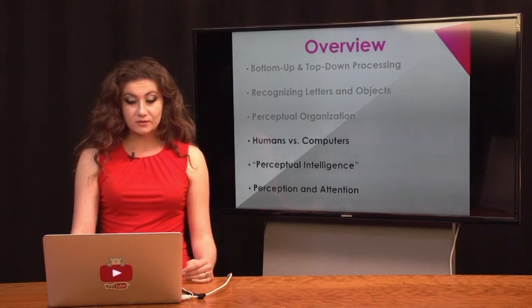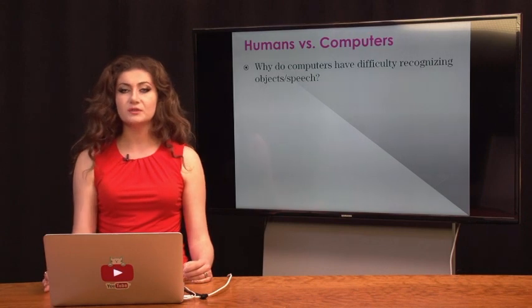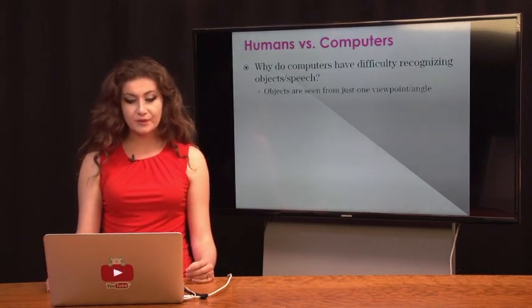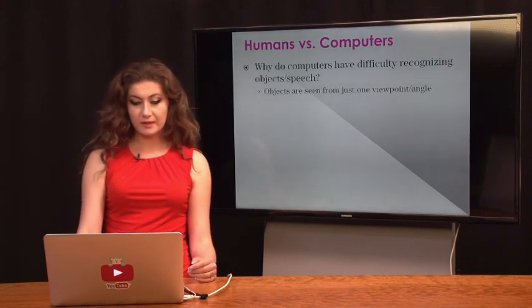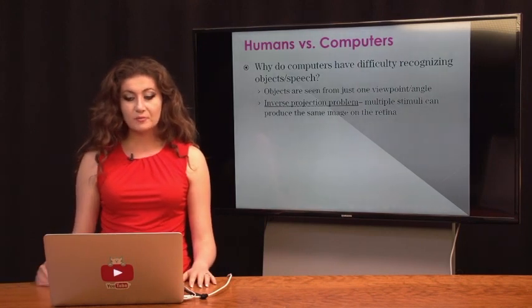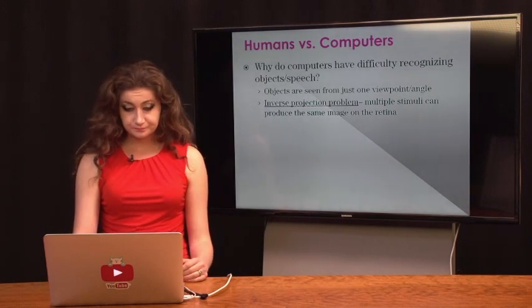Now that brings us to our topic of humans versus computers. So why do computers have such difficulty recognizing objects or recognizing speech? Well, in a computer, objects are seen from just one viewpoint or angle. And this poses the inverse projection problem. Multiple stimuli can produce the same image on a person's retina.